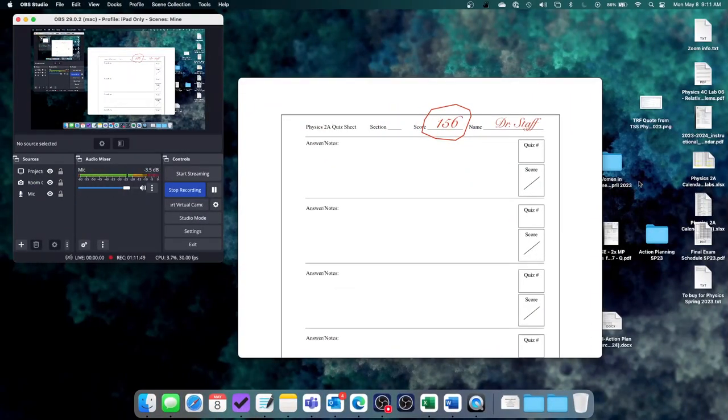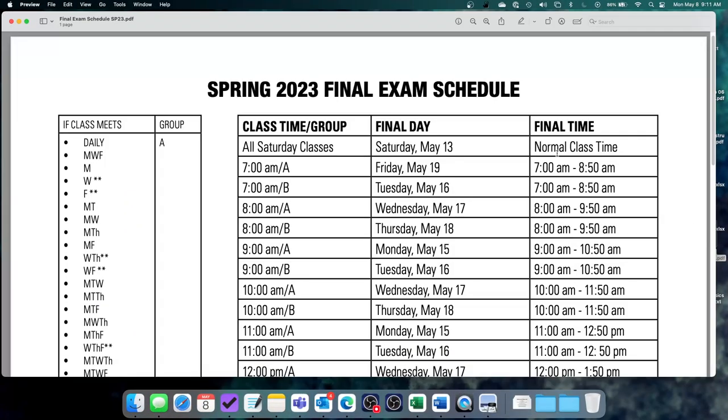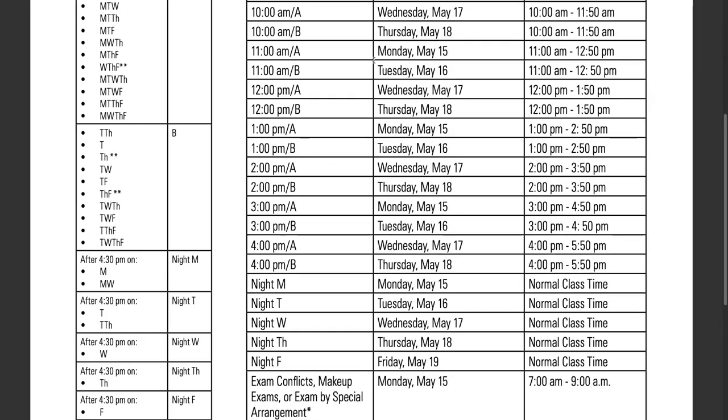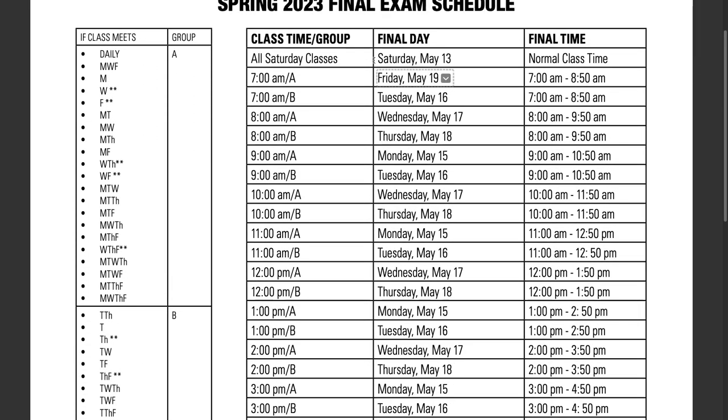The final exam schedule is always very weird how they format this thing, okay? But it's this big wall of text, right? So we meet at 8 o'clock a.m. And we are in the A category because we are a Monday-Wednesday class, okay? So Monday-Wednesday, we're in the A group, right? And so that means we meet Wednesday, May 17th, Wednesday.